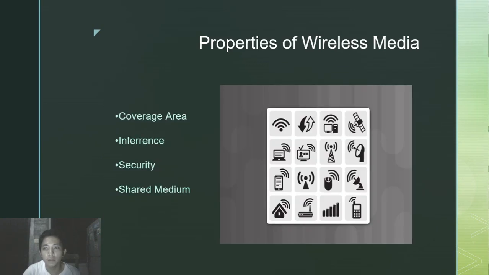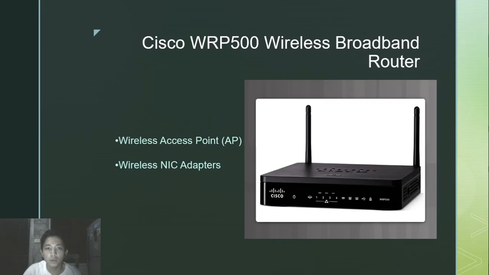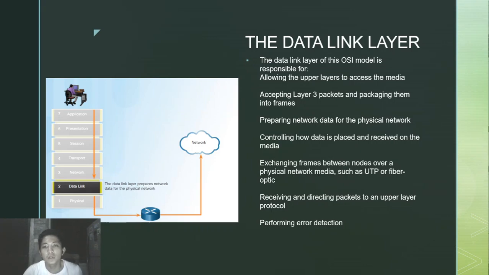Then the properties of wireless media are the coverage area, interference, security, and shared medium. Types of wireless media are Wi-Fi, Bluetooth, and WiMAX. So, the Cisco WRV500 wireless broadband router, a wireless access point or AP, and a wireless NIC adapter.